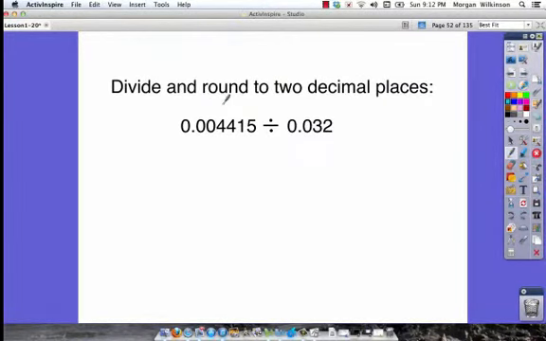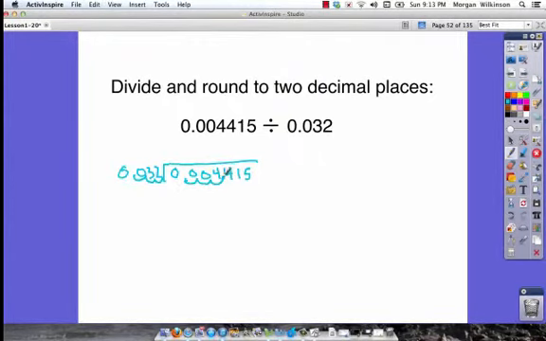Let's divide and round to 2 decimal places. Now, this problem, notice our divisor is a decimal, so we're going to have to move the decimal point over. Let's set it up. 0.004415, we're dividing it by 0.032. So we're going to move the decimal out of the divisor 1, 2, 3 times, so it becomes a whole number of 32. So we have to move it over 1, 2, 3 times.